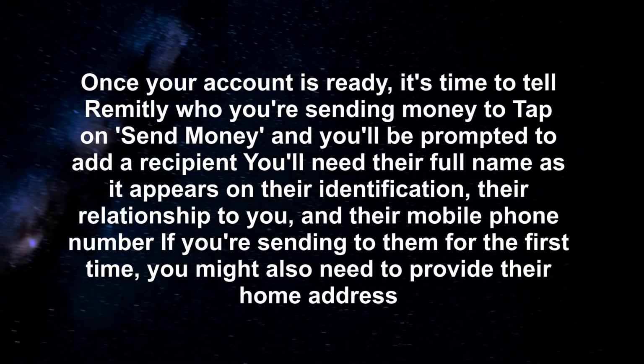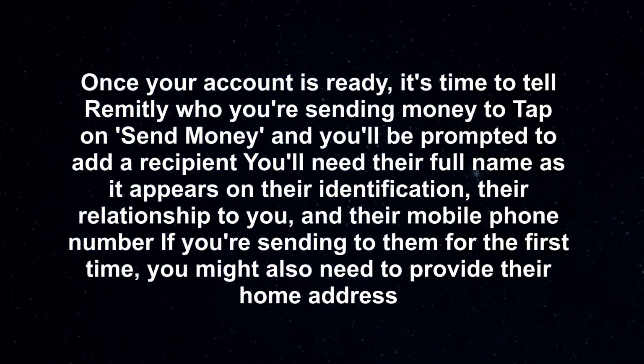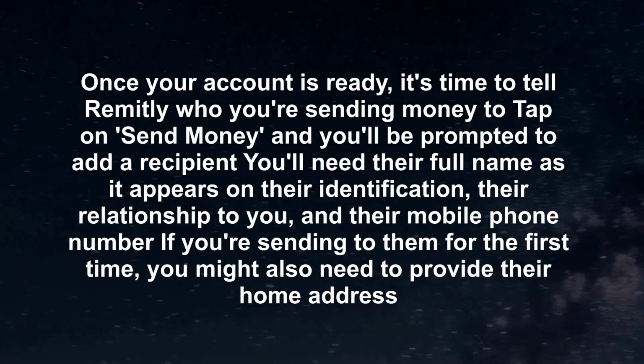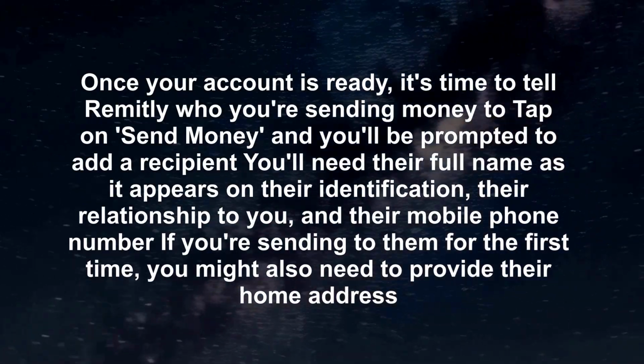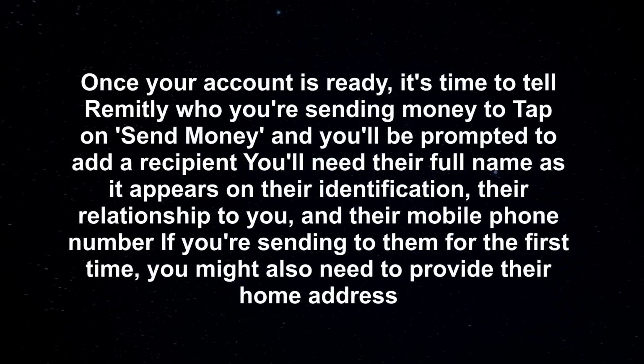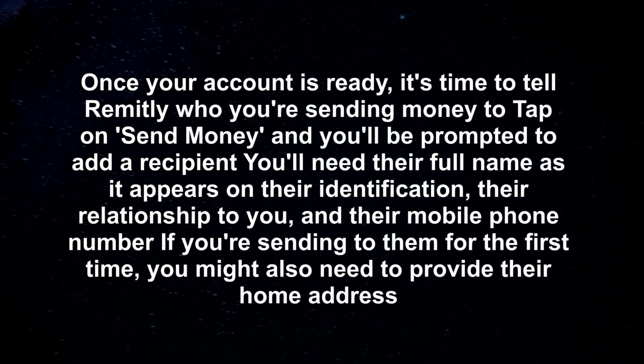Once your account is ready, it's time to tell Remitly who you're sending money to. Tap on Send Money, and you'll be prompted to add a recipient. You'll need their full name as it appears on their identification, their relationship to you, and their mobile phone number if you're sending to them for the first time. You might also need to provide their home address.